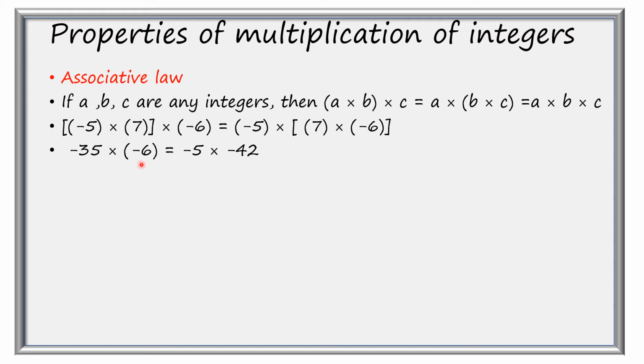Let us multiply the third integer. So in LHS it is minus 35 into minus 6. Two negative integers when multiplied, the final product will be positive. And here also minus 5 multiply minus 42, both are negative integers, so we will get a positive integer in both cases, and the answer is the same, 210. It means LHS equals RHS, hence proved.